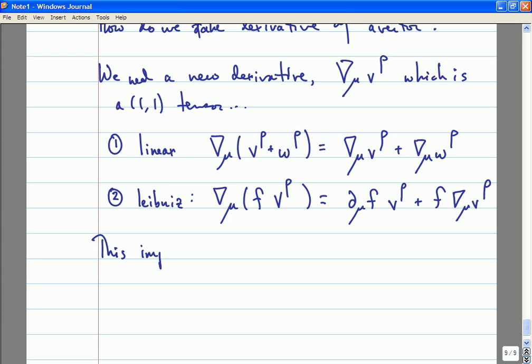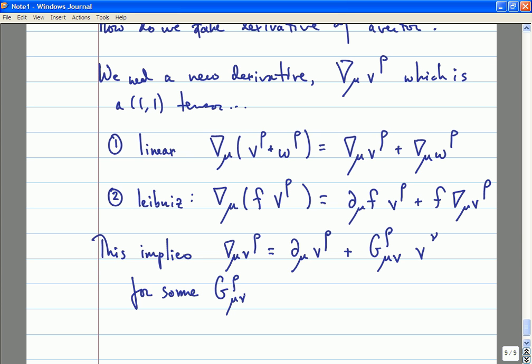So what could this derivative operator look like? Well, the first thing that should be clear is that it should involve some sort of derivative of the components of V with respect to x mu. And then we want to ask what sort of correction term could we add that would be consistent with these two laws. Now, if we just had this partial derivative, that would be consistent with these two laws, but it would not be a 1,1 tensor. My claim is that the only thing that we could do that would be consistent with these two laws would be to add some correction term, which is some quantity g rho mu nu times v nu, for some quantity g with one upper and two lower indices. This is what is known as foreshadowing in the business.